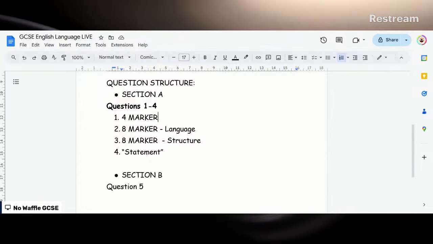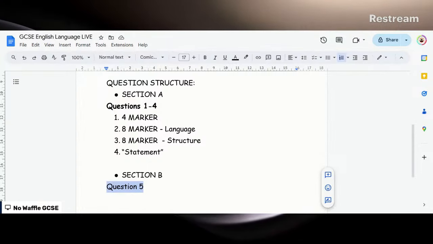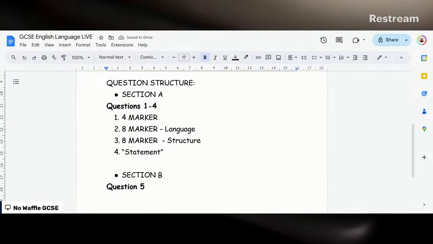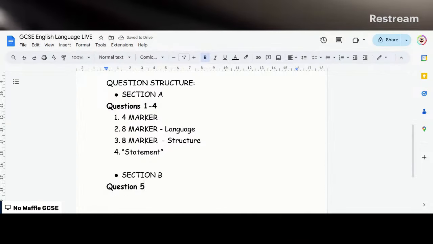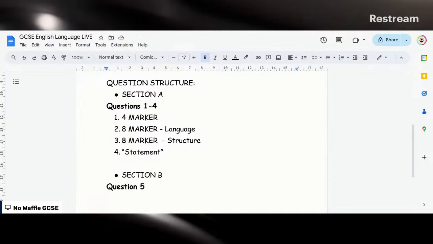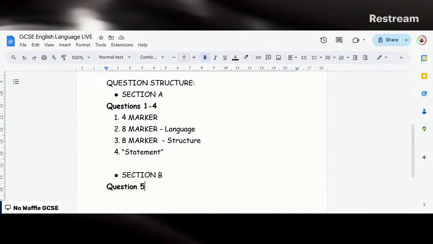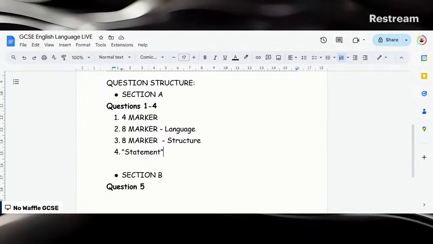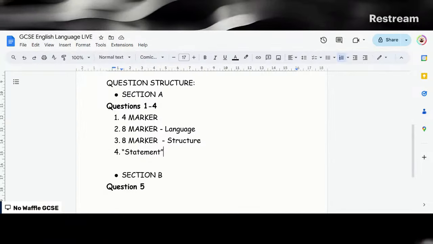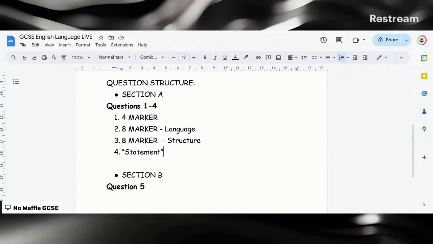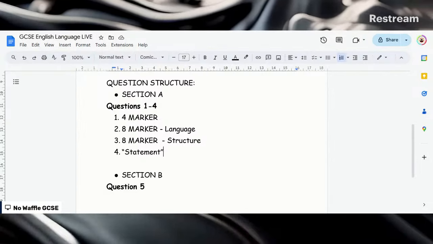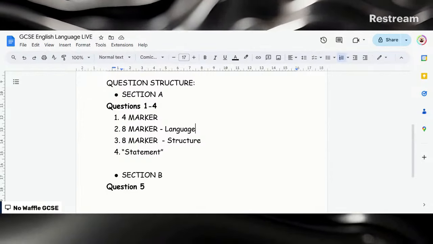I would recommend doing section B first, but that's just my preference, because I always believe doing the highest mark questions first helps. So i.e. doing section B first and then going in normal order through these questions. But it's up to you how you do that best. It's kind of like how in RS or religious studies, whether you did the 12 markers first, if you found that better, I would recommend then doing the question 5 first. So you've got the 4 marker, which is quite obvious, as I mentioned. Your 8 marker is about language.